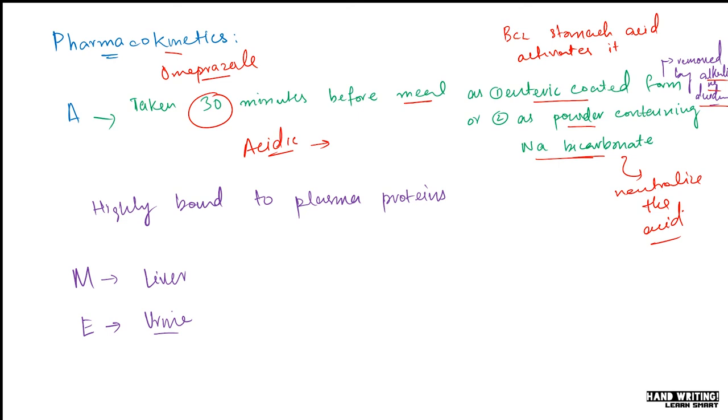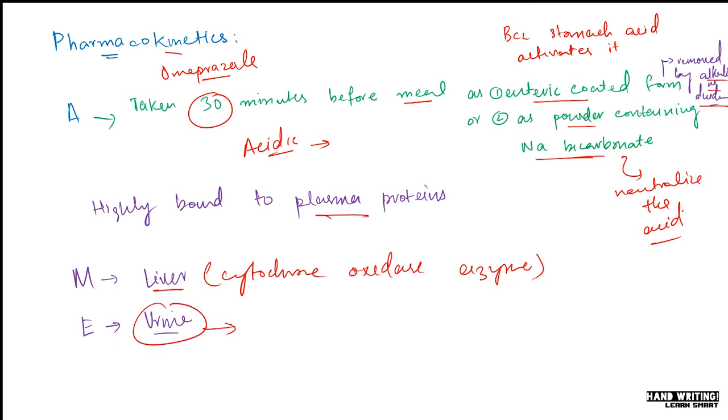They are highly bound to the plasma proteins, and usually they are metabolized in the liver by the cytochrome oxidase enzymes. And after metabolism, they are excreted through the urinary tract.